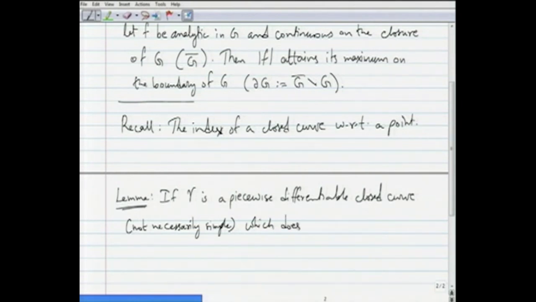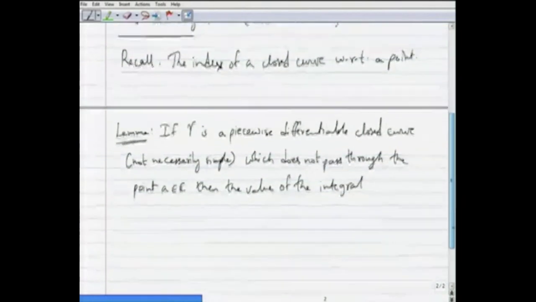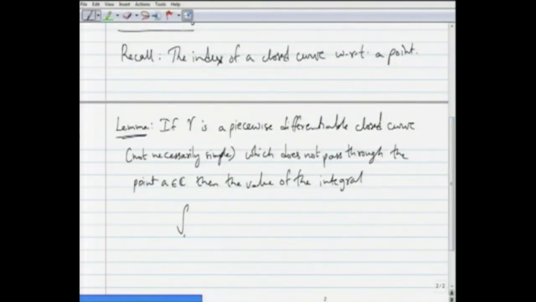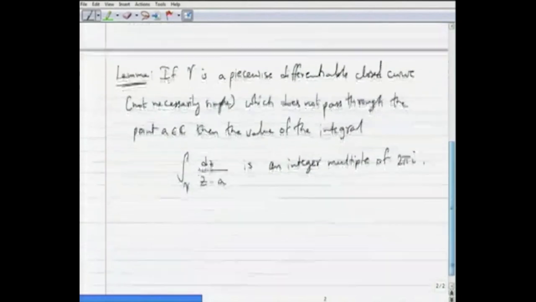which does not pass through the point a, a belongs to C, then the value of the contour integral of dz by z minus a over gamma is an integer multiple of 2 pi i. So, this lemma we proved sometime back.